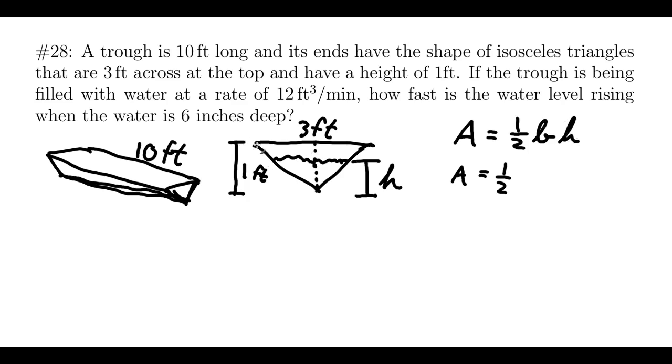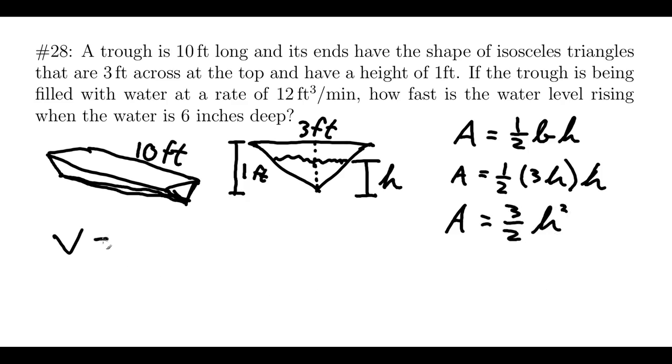Now looking at the triangle, we see that the total trough, this whole big triangle, has a height of 1 foot and a base of 3 feet. Due to how similar triangles work, whatever the height is, the base of the corresponding triangle, the distance across the water level, will be 3 times that. So the base is 3h, and we have the height of h. So the area, simplifying this a little bit, is 3/2 h squared.